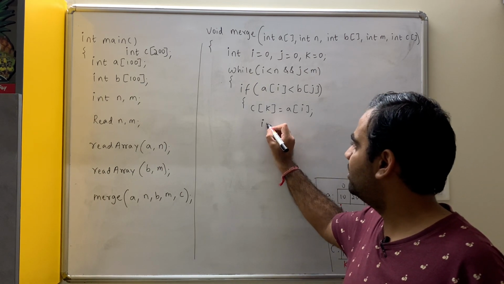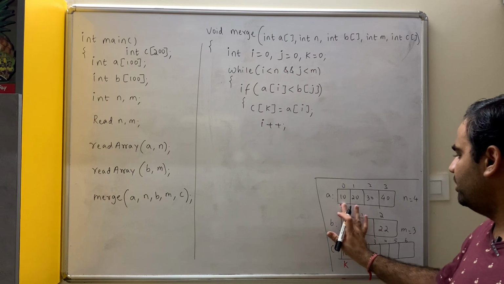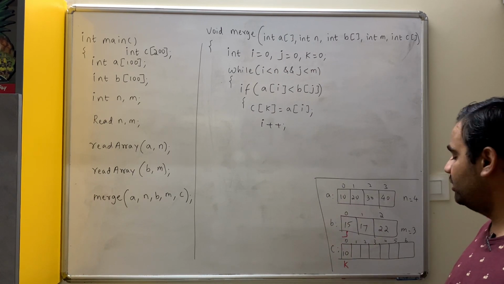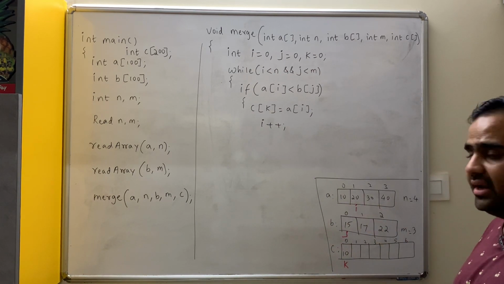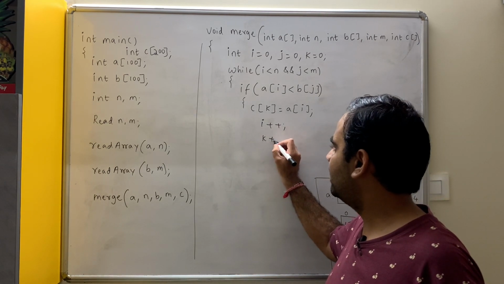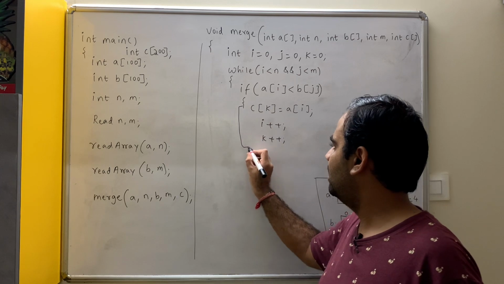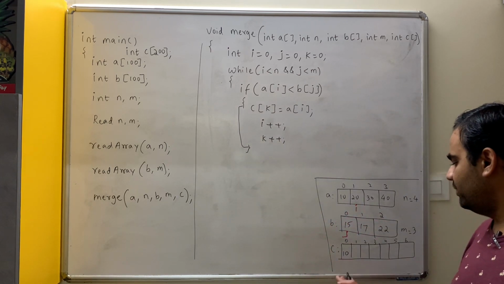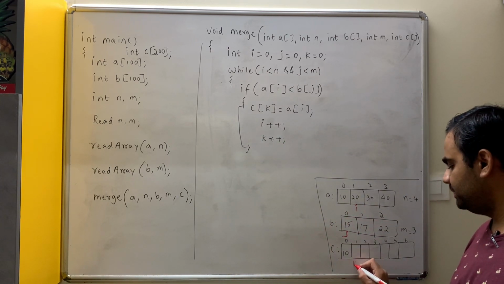Therefore we say I plus plus. Hence the value of I now will point to 1. And next time you want to write at index 1. Therefore what do I write over here? I say k plus plus. The value of k will also be 1.